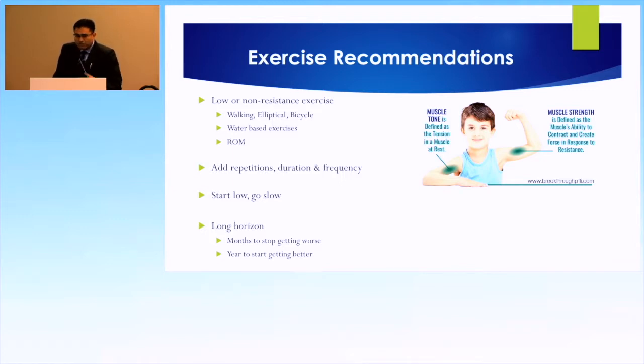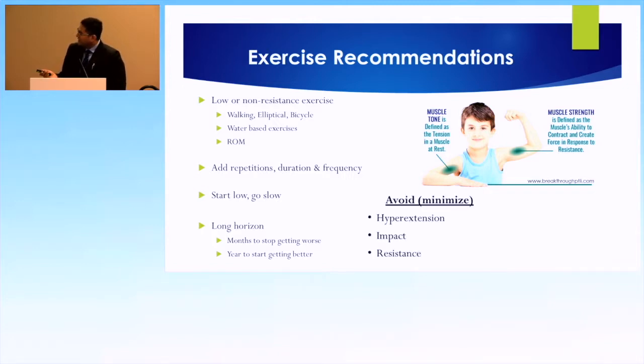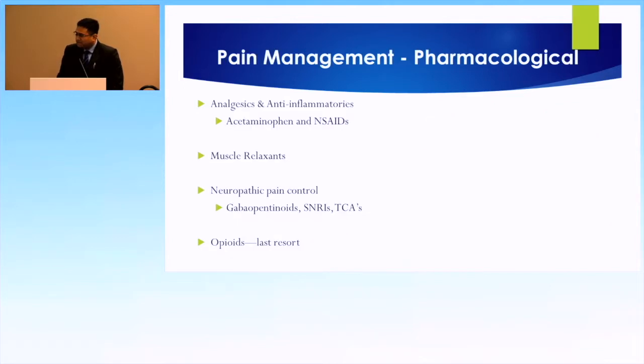Also, you should gradually pace yourself and work at your own pace. In the long horizon, it takes months to stop getting worse, and within a year or more, patients actually start getting better. There's no quick fix to get your mobility better. Avoid hyperextension. Some things should be avoided: high-impact exercises and resistance-based exercises are not really good in these patients. You also need to exercise caution with using elastic bands and weights.